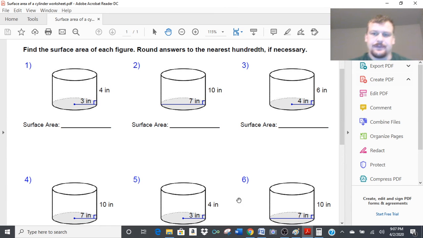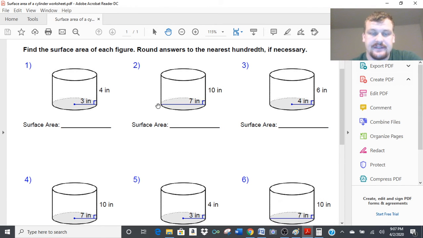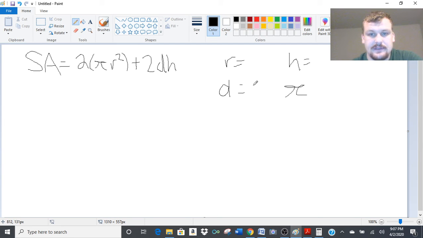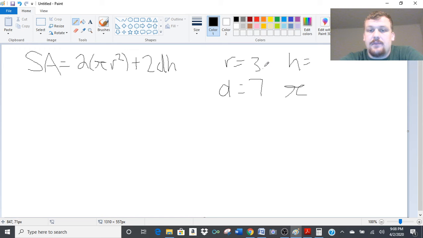We just did number 1, so let's do number 2. Okay, this is very important. Notice how the 7 goes all the way across. 7 is the diameter. We know the diameter is twice the size of the radius, so to find the radius we do half of the diameter, 7 divided by 2, which is 3.5. So our radius is 3.5, which is kind of a weird radius to have, but we'll go with it. Height is 10.